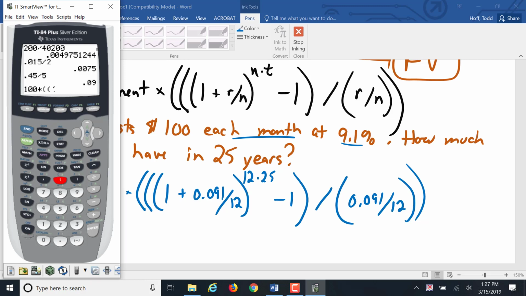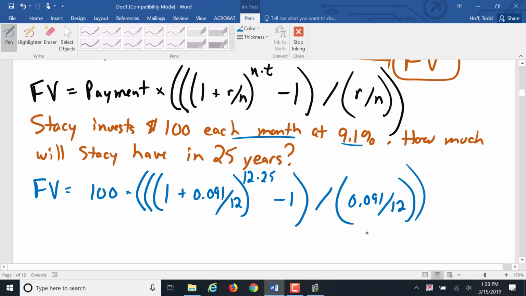So 100 times 1, 2, 3, 1 plus 0.091 divided by 12, close, to the power of, and my power input 12 times 25, I put that in parentheses. Now, many calculators, you have to use the right arrow to get out of the exponent, so make sure you know whether your calculator requires that or not. Minus 1, close parentheses, open parentheses, 0.091, divided by 12, close and close. And we get 113,997.16. So at $100 a month, Stacy in 25 years will have $113,997.16.